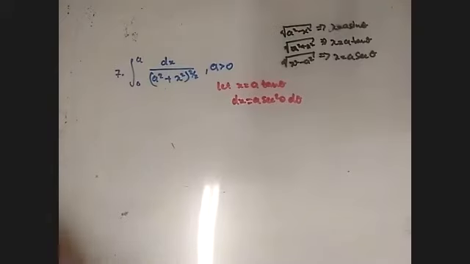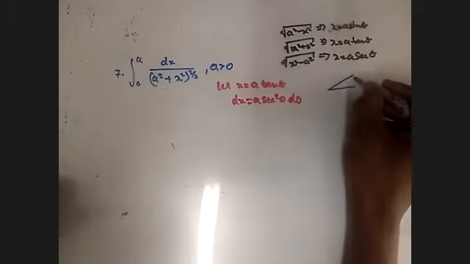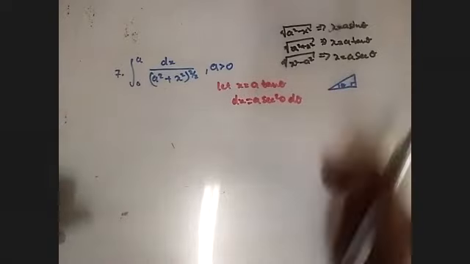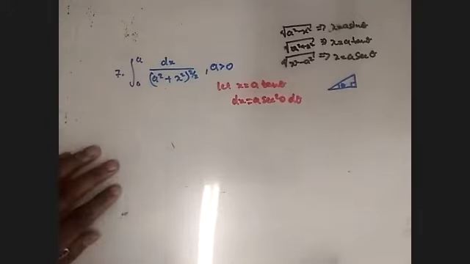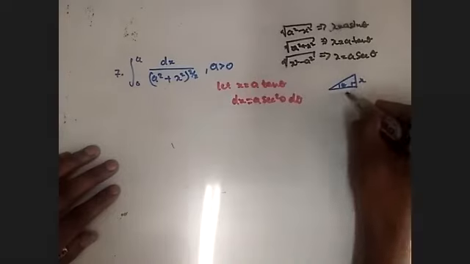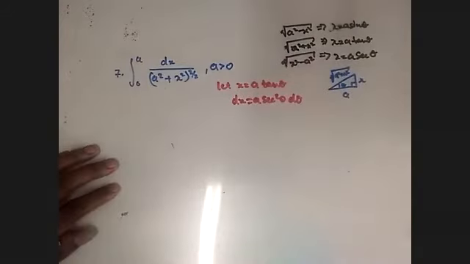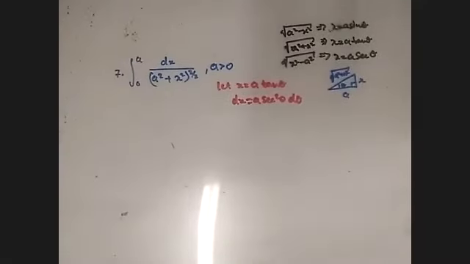The other thing that we need to do as well is have a little graphical representation. So what do we know about tan? Tan is opposite over adjacent. So opposite is x, adjacent is a, and the hypotenuse becomes the square root of a squared plus x squared. I know my handwriting is bad there.